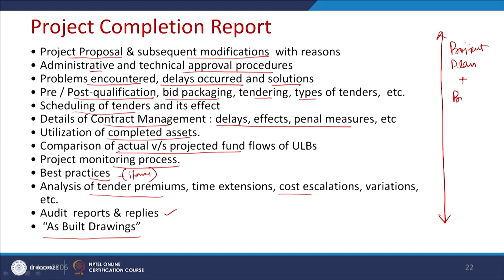So, you can see that the project completion report consists of the project plan, the bid or the procurement papers, and also the monitoring papers. So, these 3 stages, monitoring and execution stages, whatever we are doing, all those papers are included. So, most of the stages of the project cycle are included in this project completion report.